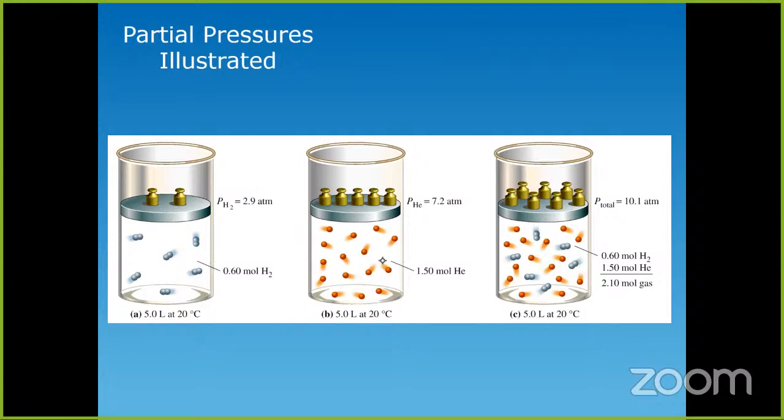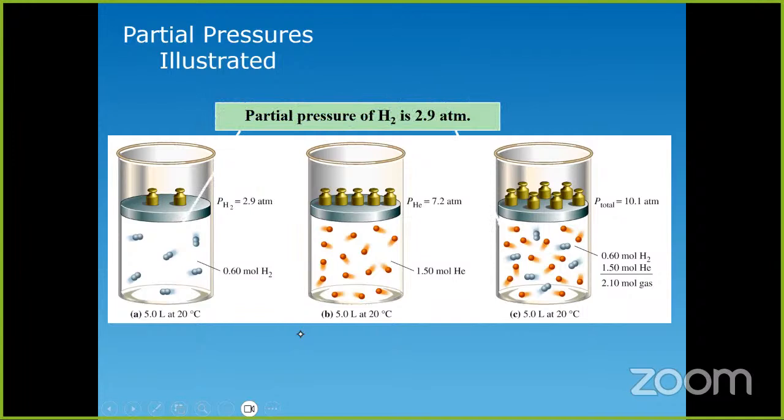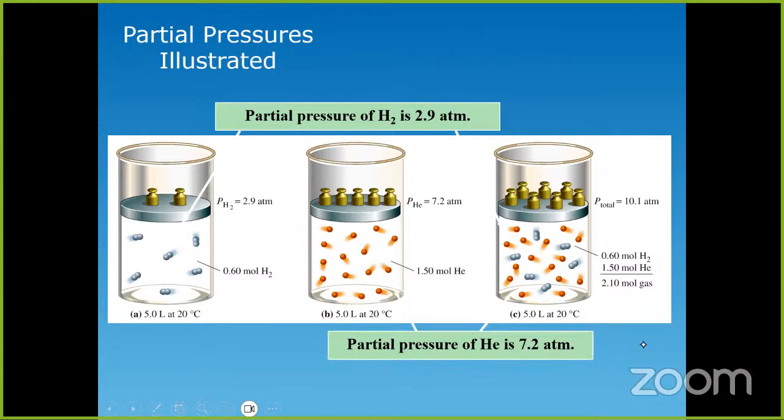So if you mix these two gases in the same container where the volume and the temperature are the same, then basically the pressures are additive. In other words, the total pressure here, 10.1 atmospheres, is the result of adding the pressure of helium to the pressure of hydrogen. And the same is true for the moles, right? So basically that's what this is illustrating, the fact that for a mixture of gases, the sum of the pressures of all the gases in the mixture is equal to the total pressure of the mixture, all right?